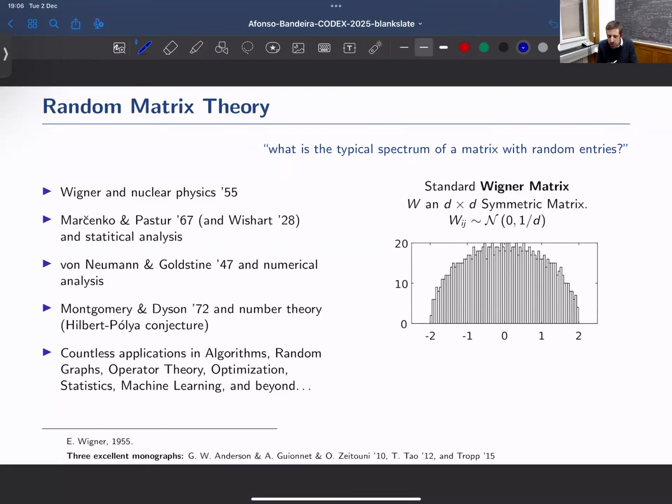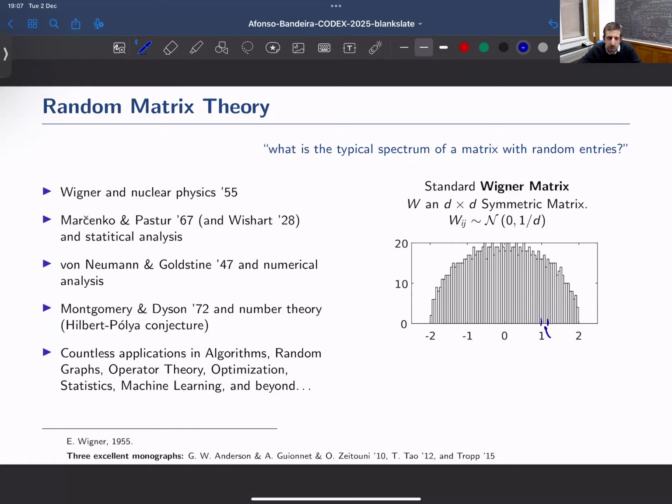You can study all sorts of things: how quickly you converge to this, what happens if you zoom in, what two eigenvalues look like near each other, what the law of the spacing is. In this talk, I'm more interested in trying to understand models that are different, models that are called structured, so not necessarily IID models.